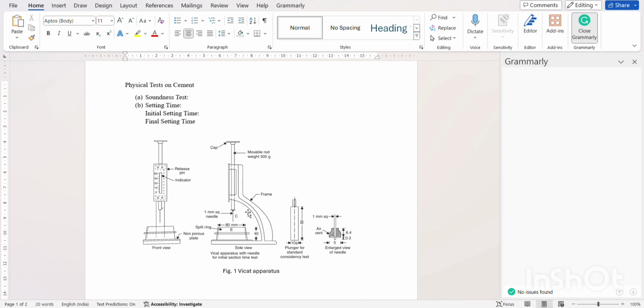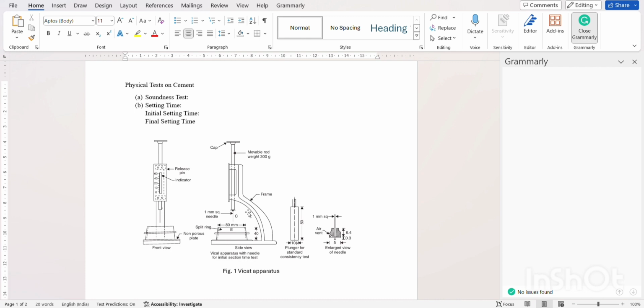Before finding initial and final setting time, it is necessary to determine water to be added to get standard consistency. For this, 300 grams of cement is mixed with about 30% water, and cement paste prepared is filled in the mold, which rests on non-porous plate.